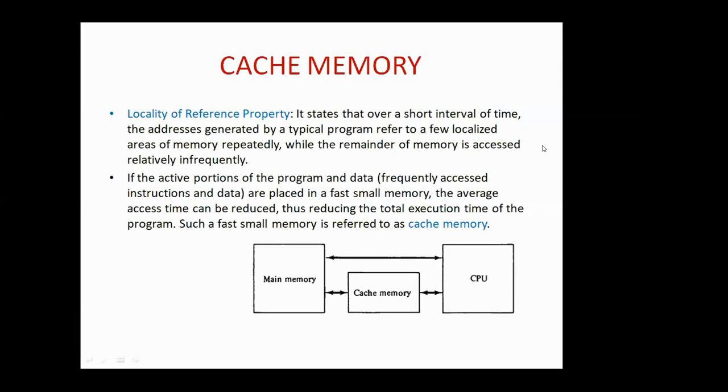Today our topic is cache memory. What is a cache memory? It is a memory that is there in between the CPU and the main memory, and it stores frequently accessed instructions and data.